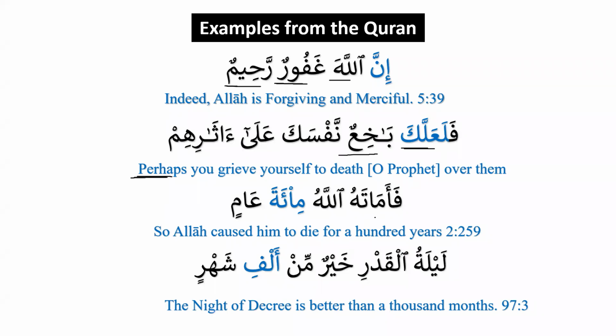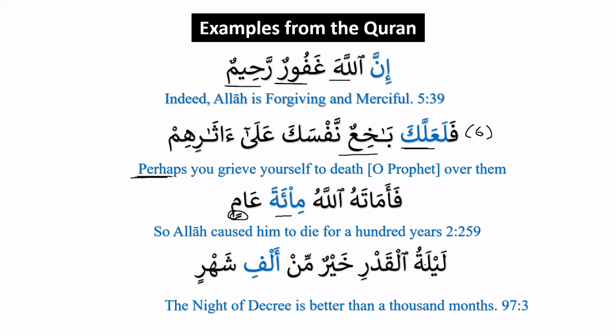Then we have فَأَمَاتَهُ اللَّهُ مِيَةَ عَامٍ. Now we can see the example of 100 years, and this is the sixth ayah of Surah Kahf. Thank you very much. Barakallahu fiki. So this is verse number 6 of Surah Kahf. Okay. So we have over here فَأَمَاتَهُ اللَّهُ مِيَةَ عَامٍ. We can see that مِيَةَ is used as مُضَاف, and عَامٍ is مُضَاف إِلَيْهِ, and it is singular and it is مَجْرُور. So Allah caused him to die for 100 years.